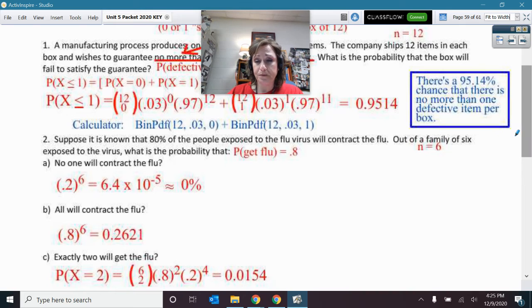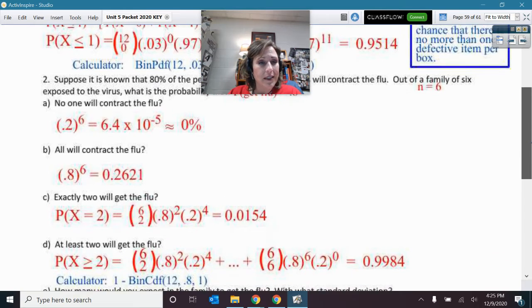Okay, so here, out of a family of 6, so that's telling me my sample size is 6. I have a set N, so that's binomial. And so getting the flu, so 80% chance that you will get the flu being exposed. So for no one to get the flu, that means all 6 of them do not. So that's 0.2 to the 6th. That's about a 0% chance, so not very likely.